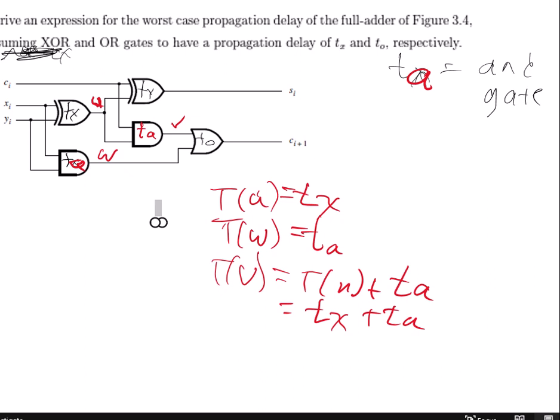So now let's look at the time to get to SI. So the time for SI, that's the exclusive OR of C, which we say takes no time, and U, which we said was time Tx, plus we have another Tx there. So that's going to be the time at U plus Tx, which is Tx plus Tx, which is 2Tx.